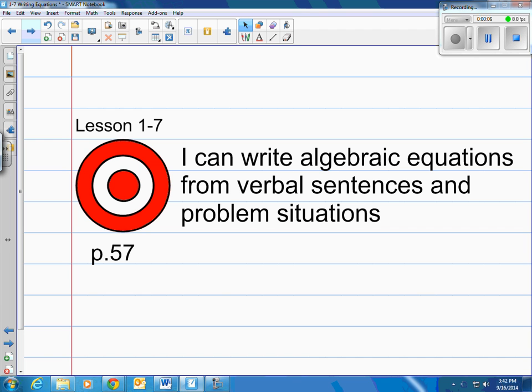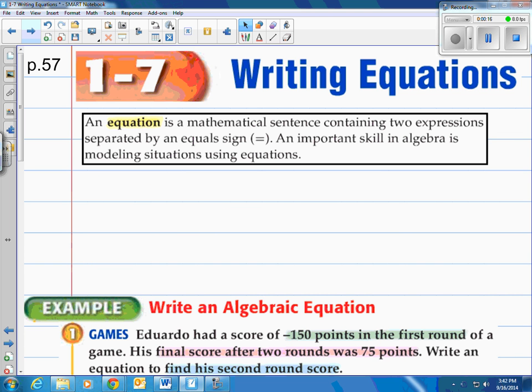Our lesson today is 1-7 in the book on page 57. The target is I can write algebraic equations from verbal sentences and problem situations. And before we can write an equation, we need to know what an equation is. And that is a mathematical sentence containing two expressions separated by an equal sign. An important skill in algebra is modeling situations using equations.